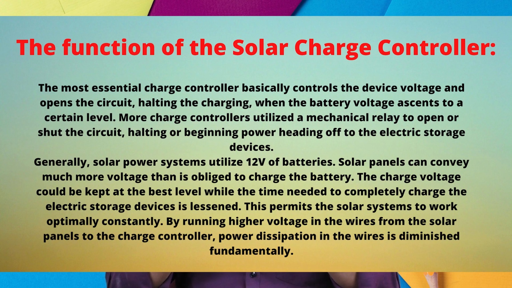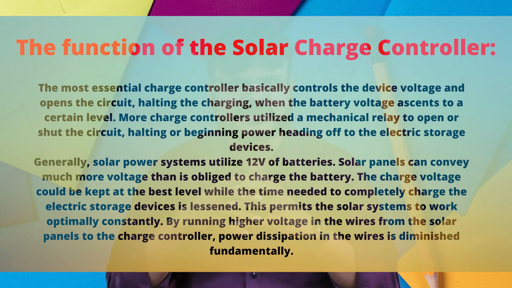By running higher voltage in the wires from the solar panel to the charge controller, power dissipation in the wire is diminished fundamentally. The solar charge controller can also control the reverse power flow. The charge controllers can distinguish when no power is originating from the solar panel and open the circuit, separating the solar panel from the battery devices and halting the reverse current flow.